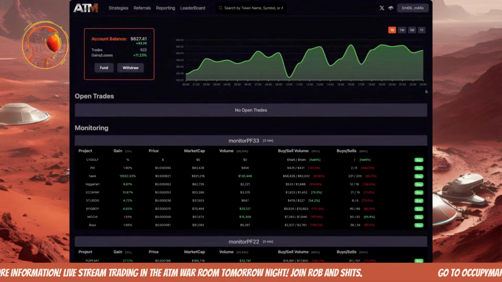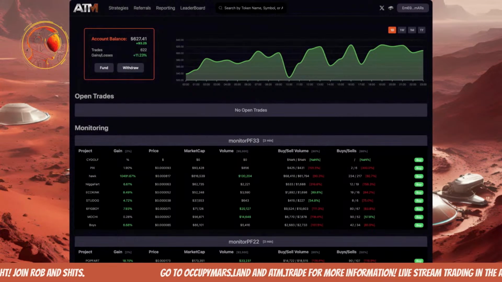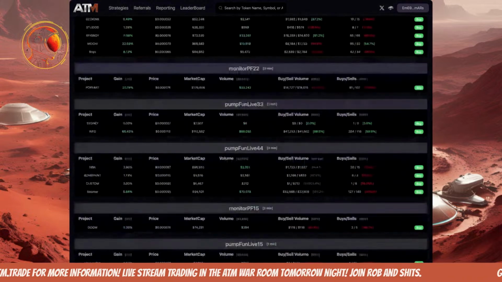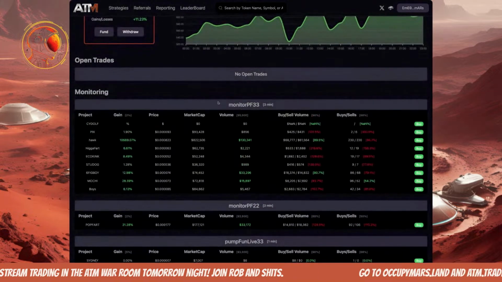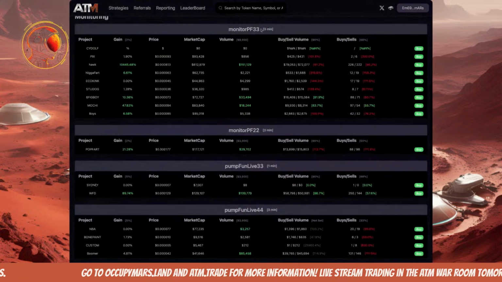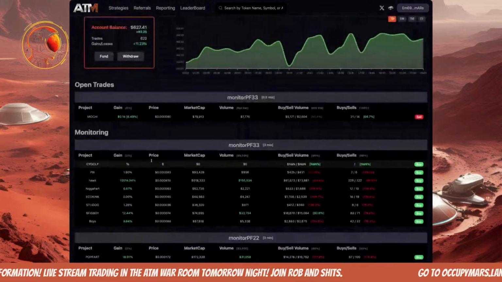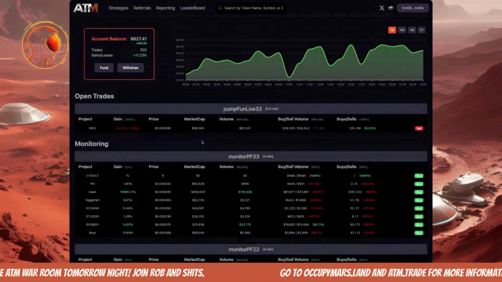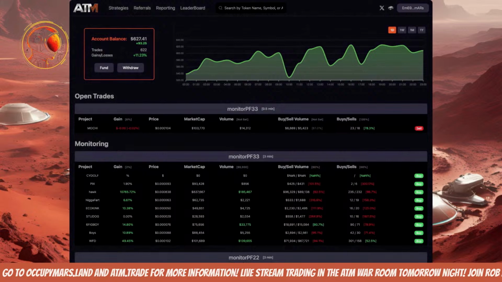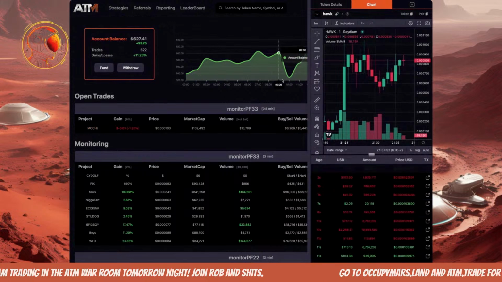So what we have here is a live feed of the ATM that's running. It's showing different tokens that it's monitoring right now, all under different strategies that we're messing around with. These tokens are under monitor PF, and these are under different ones. Basically, the system is monitoring these tokens to see when their buy triggers hit. Once the buy triggers hit, we'll buy the token, like you saw with this Mochi token that just popped up.